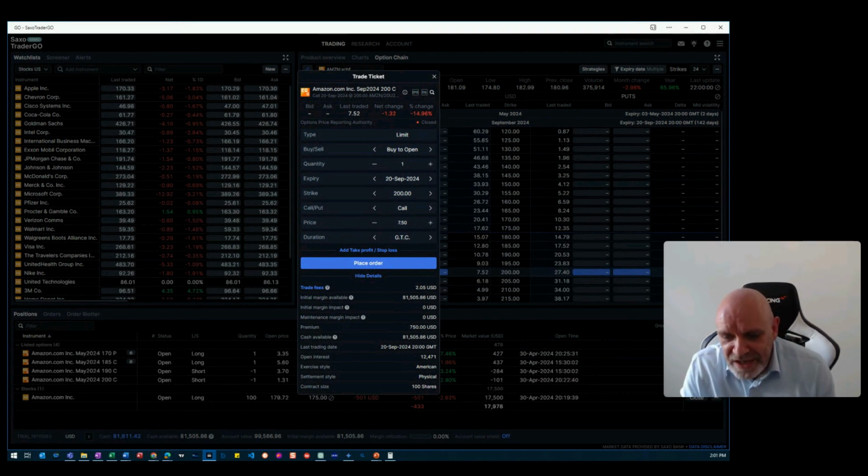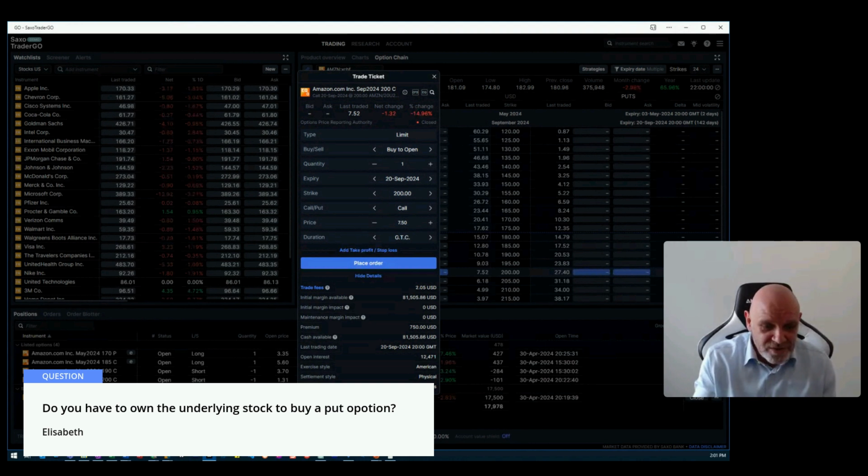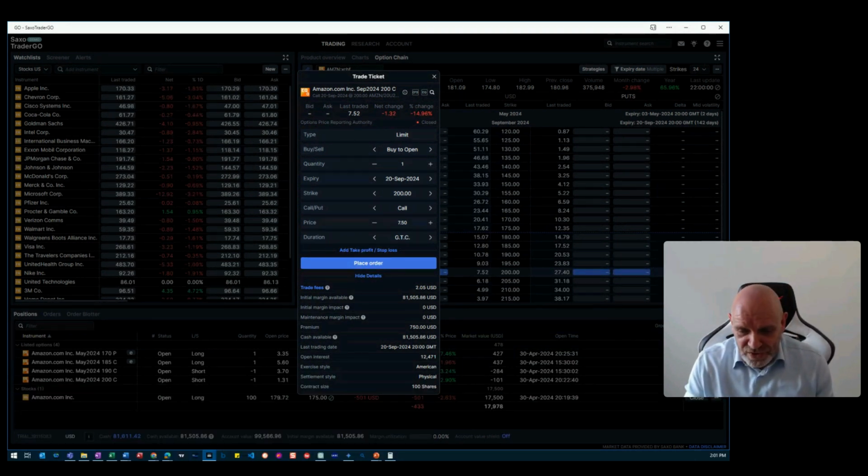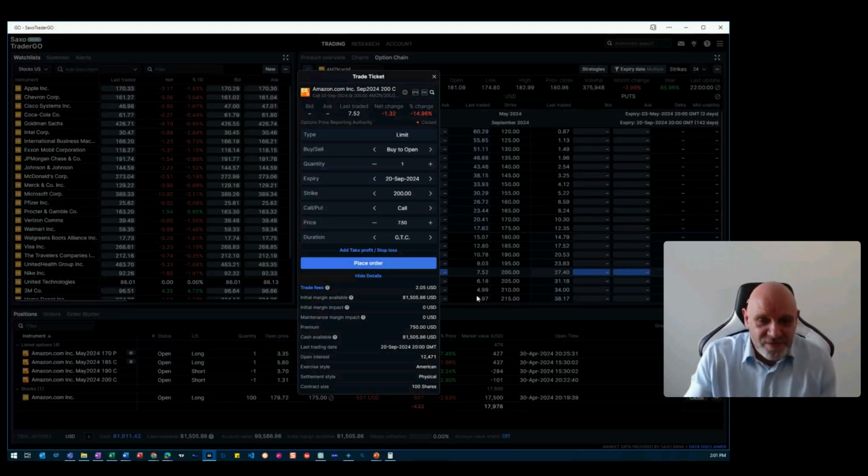I get a question, do you have to own the underlying stock to buy a put option? No, not at all. Options are tradable without having the stocks. That's actually a way of shorting a stock, which is with stocks impossible, or at least in Europe, it's not allowed.